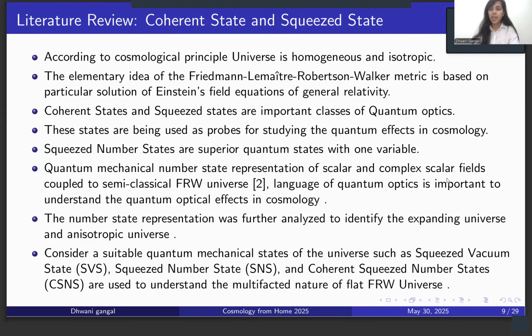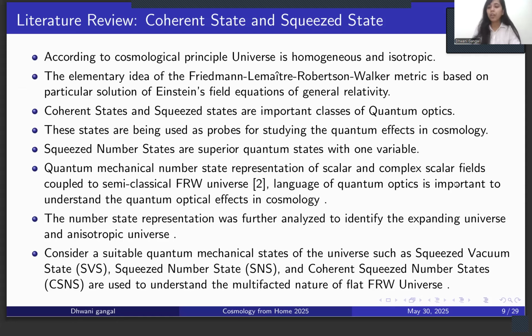In the literature review, several studies have implemented quantum optical states like coherent squeezed vacuum state and coherent squeezed number state. These states are highly relevant due to their enhanced quantum fluctuation and entanglement characteristics, making them suitable for modeling the pre-thermalization, or we can say the rethermalization, of the quantum phase post-inflation. So our work extends this by analyzing the behavior of coherent squeezed number state, incorporating both displacement, which we can say is a coherent component, and squeezing, the non-classical fluctuations.